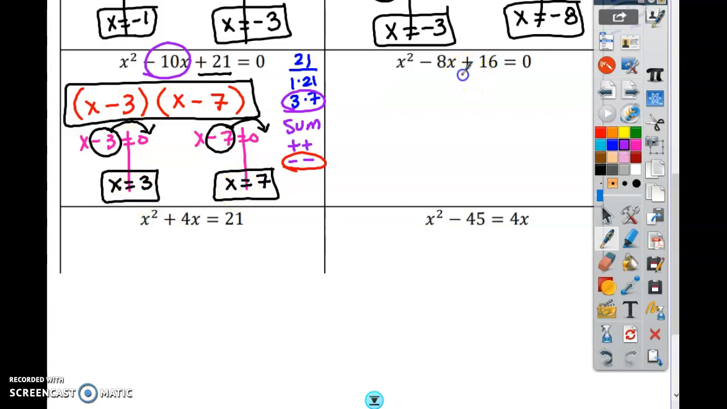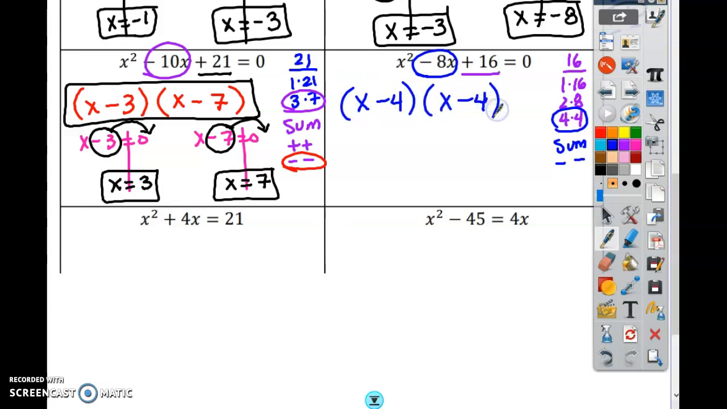All right, this next one, things that multiply and give me 16. 1 times 16, 2 times 8, 4 times 4. That give me a sum or a difference of 8. 4 and 4. It's a sum. That's a negative, so they're both negative. Okay? So my factors, x minus 4, x minus 4. What's the next step? Set them equal to 0 and solve. So x minus 4 equals 0, solve.